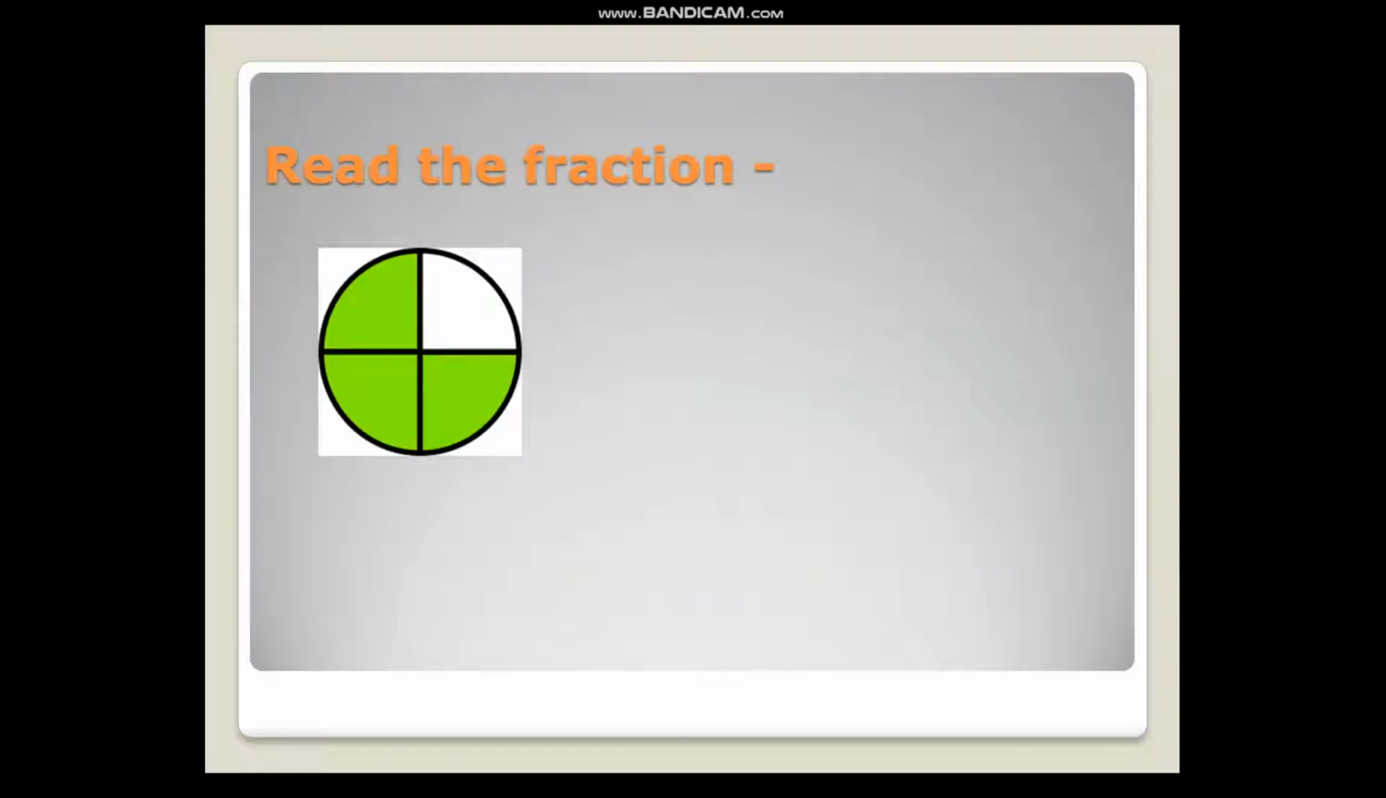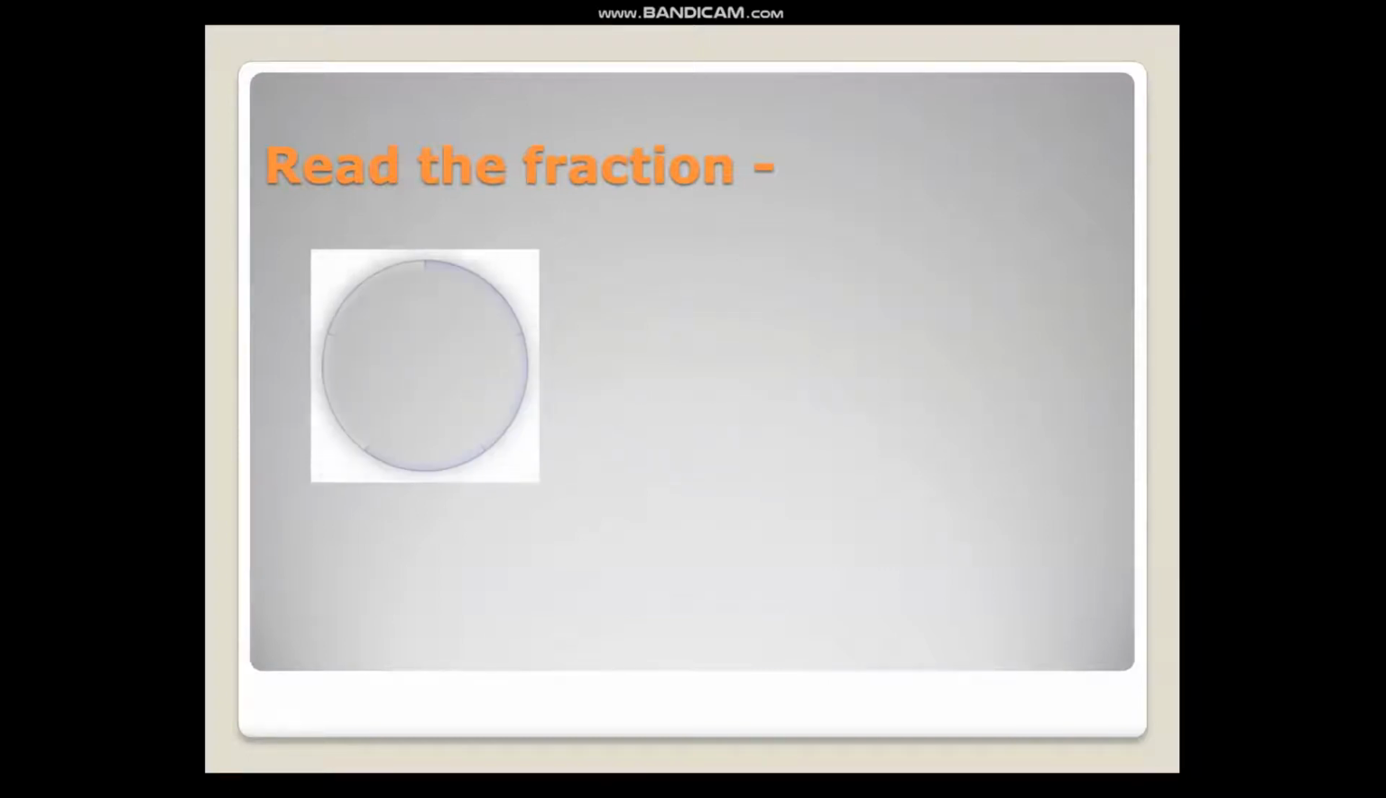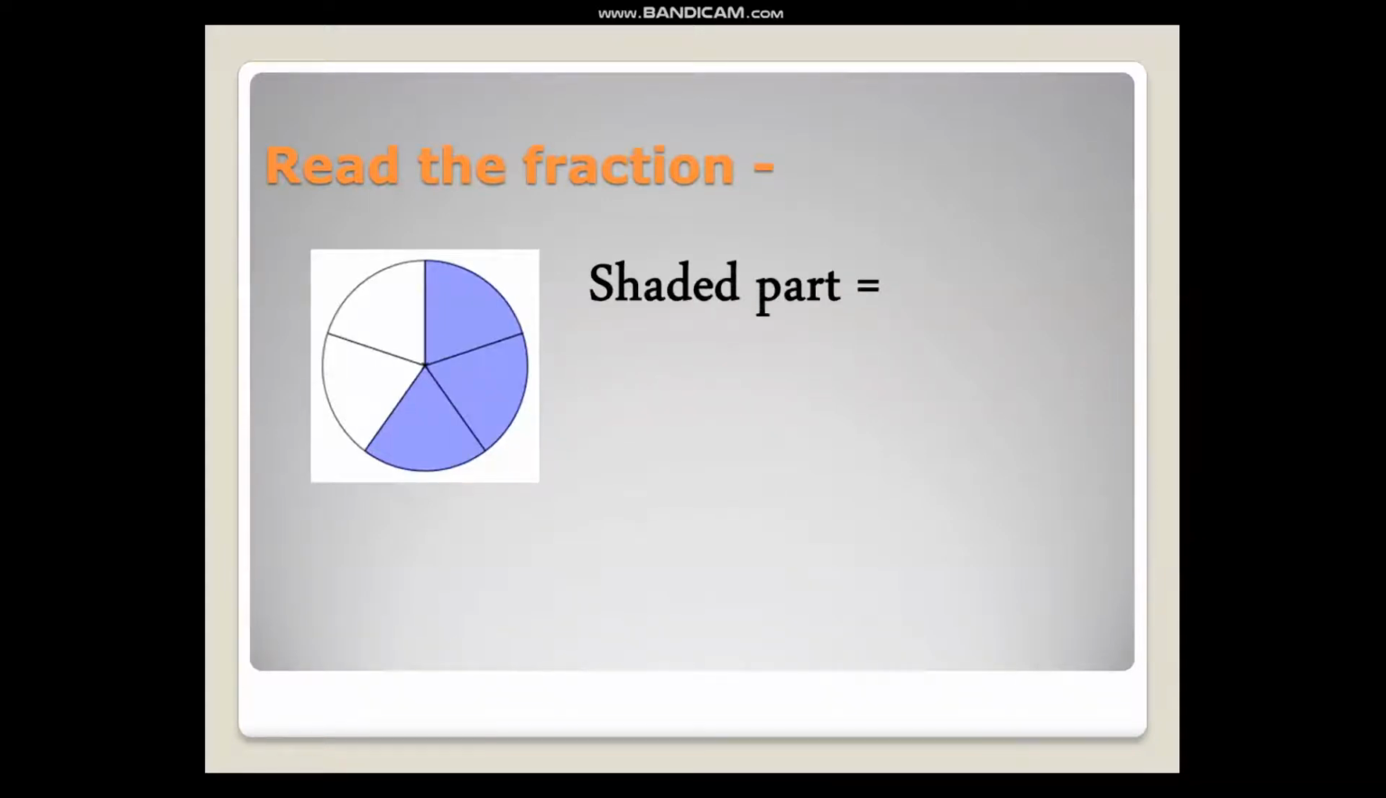This figure has total 4 parts. So if we are talking about the shaded parts, they are 3 out of 4. So shaded part will become 3/4. And the same way unshaded part is going to be 1/4. Here we have total 5 parts. Shaded parts are 3. So the fraction becomes 3/5. And the same way unshaded part is 2/5.